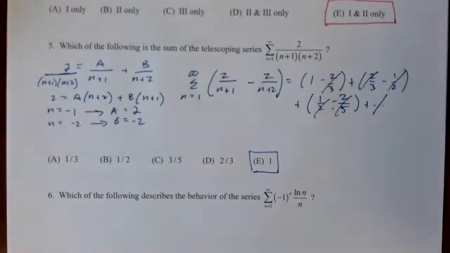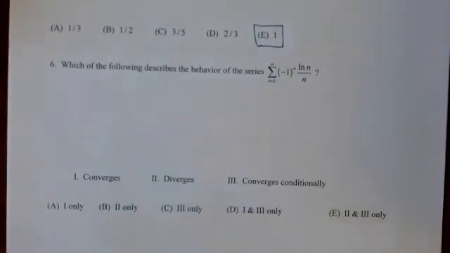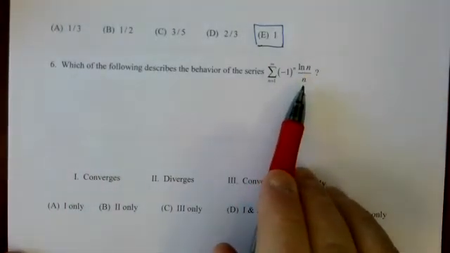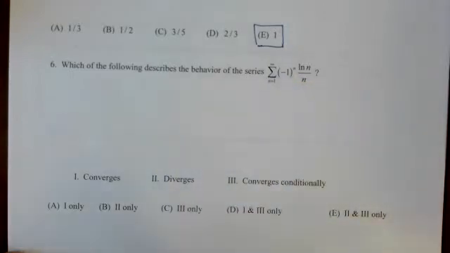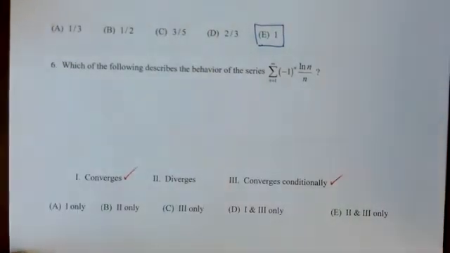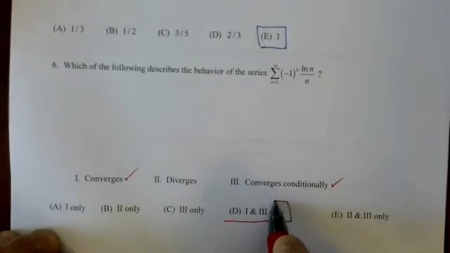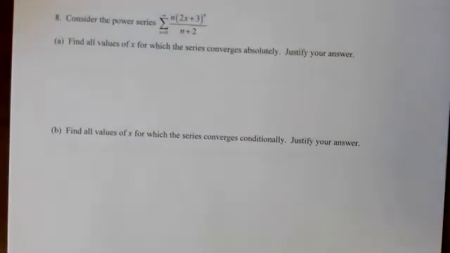You know, we're never going to have that on an AP test, but that's just cool math. You should be proud of yourself if you can do that. Which of the following best describes the behavior of the series? Well, n grows faster than ln of n. But if there was no alternating series, this would not converge. It does converge, but it converges conditionally. So that's going to be 1 and 3 only. I sure hope you got that conditional stuff down.